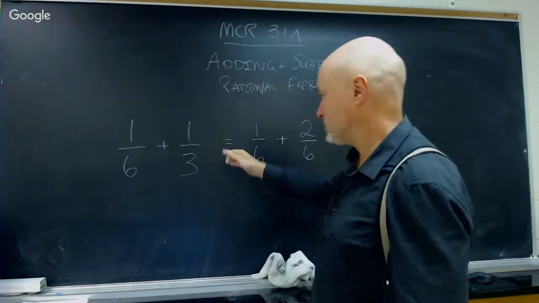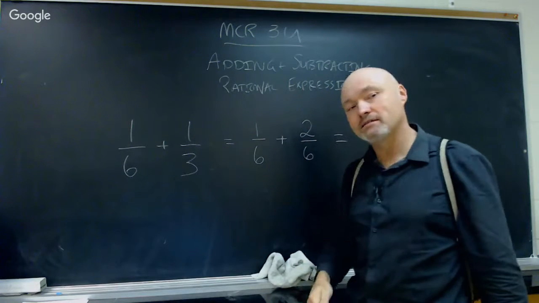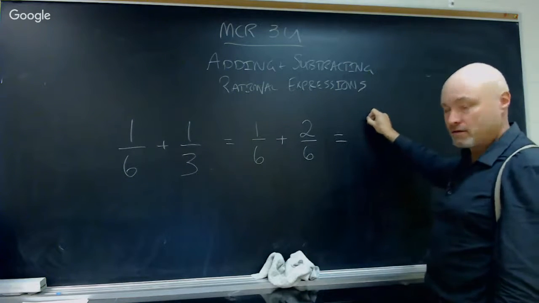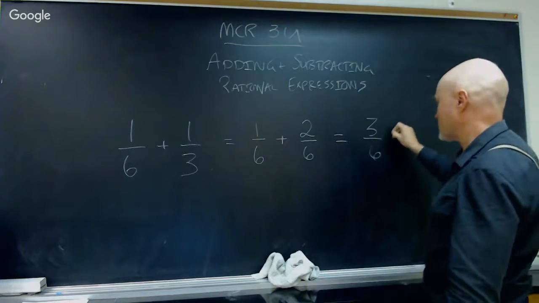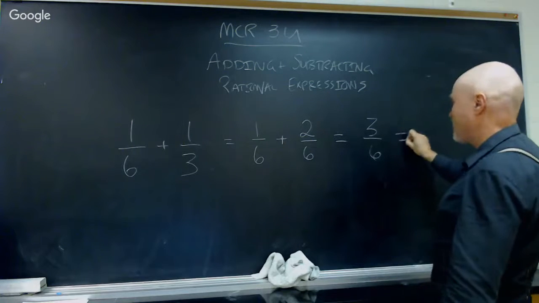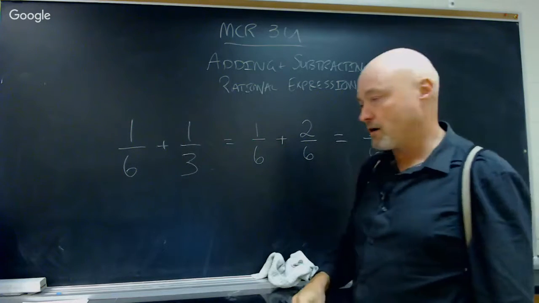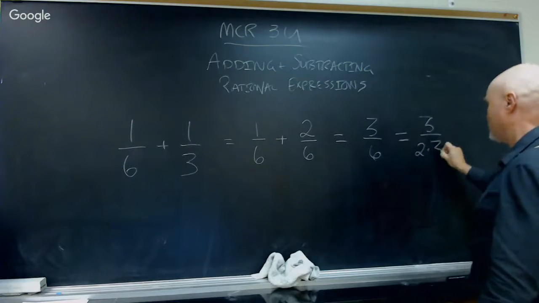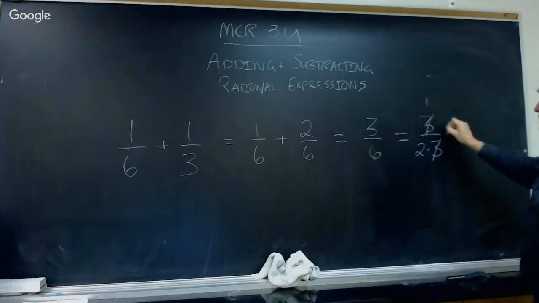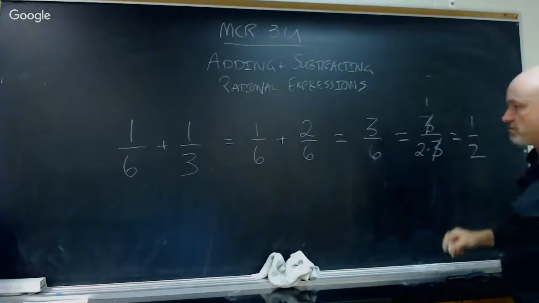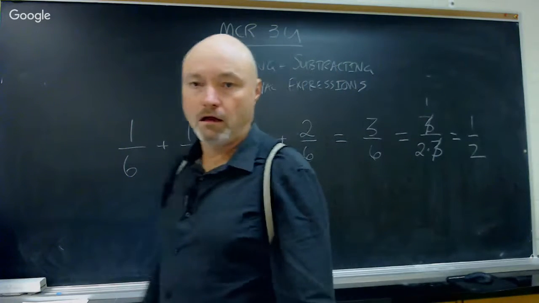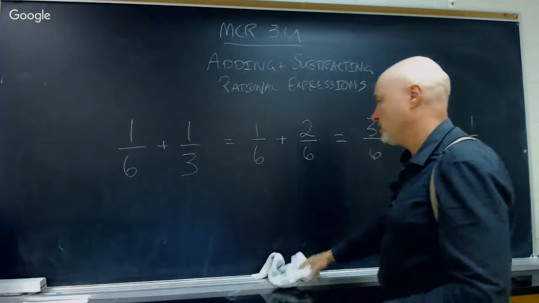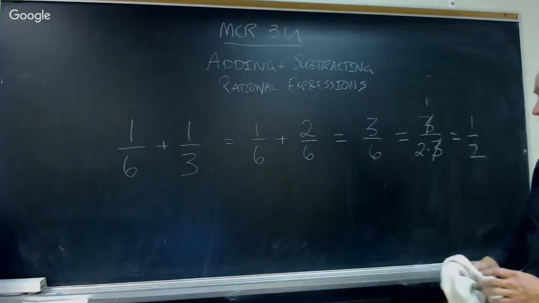I have 1/6. I add 2/6 to that. How many sixths do I have? I have 3/6. Okay. I can simplify this because there are common factors in the top and bottom. And so this is 1/2. So there we go. There's our whole deal. We're just going to step this up, and we're going to put rational expressions in there.